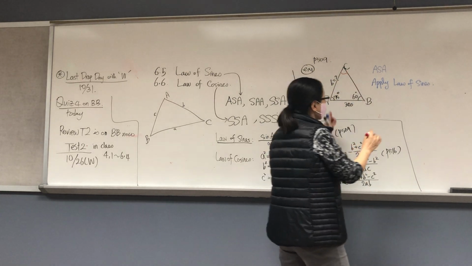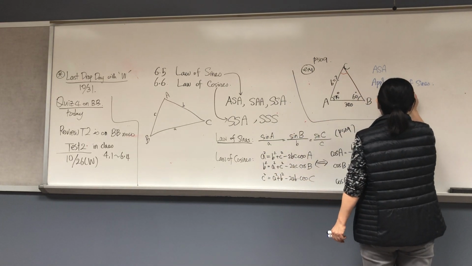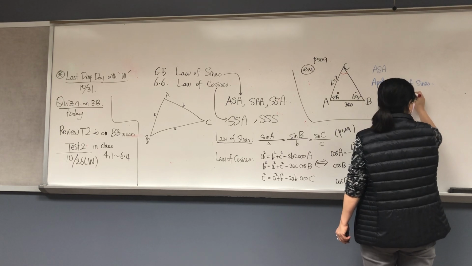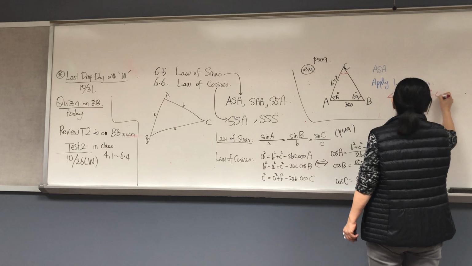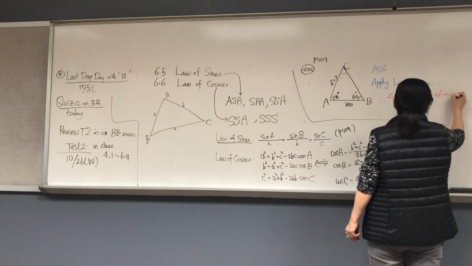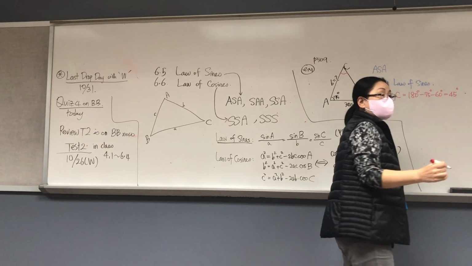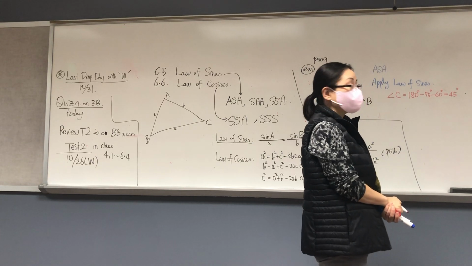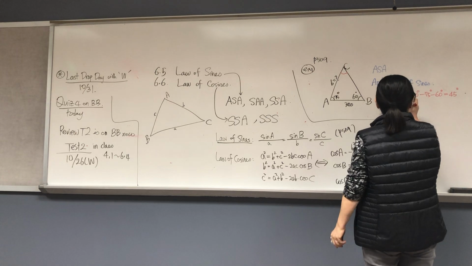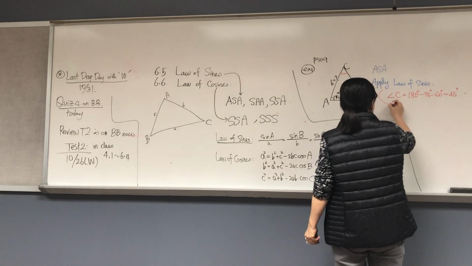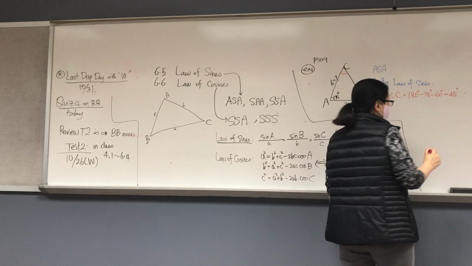So what is the angle C? Angle C is 180 minus 75 minus 60. So what is it? Good. So we got this. And then how do you apply the sine law?